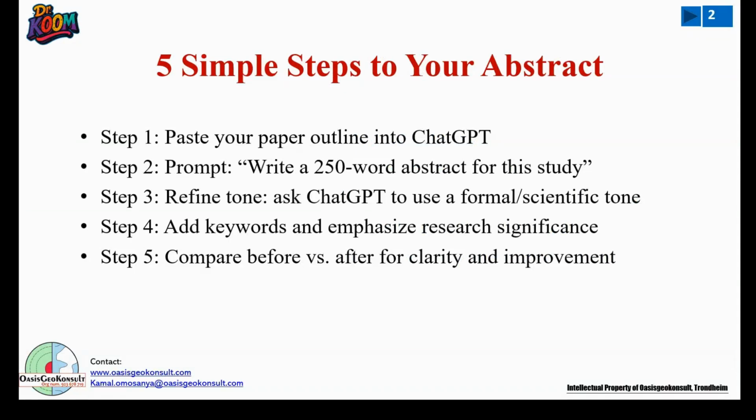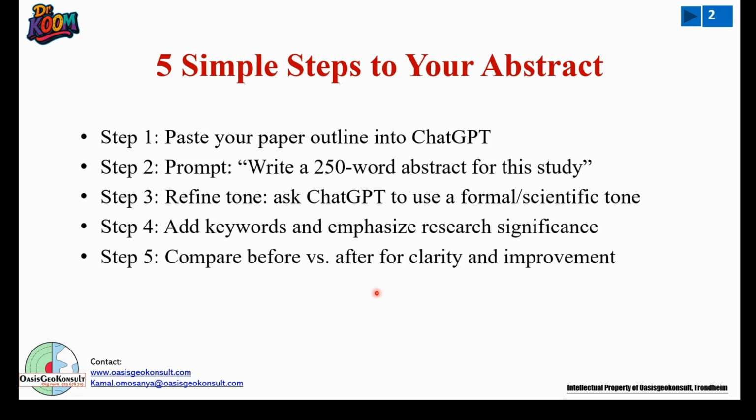So we're going to follow 5 simple steps. First, once you have your draft, or even if you don't have a draft but you have an outline, you can also have an abstract. But usually you should have a draft of the introduction, methods, results, discussion, and conclusion. Then you can prompt ChatGPT to write your abstract for you. Usually you can set a word limit and do some refinement to it, which I am going to demonstrate with ChatGPT later on.